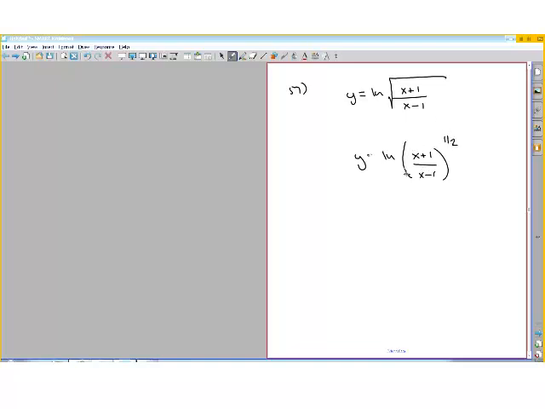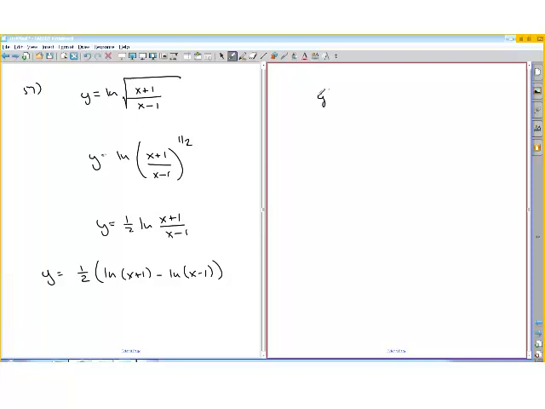Because this exponent applies to the whole thing, we can bring out the exponent. And now we have a numerator and a denominator, so we can use the second property of the logarithms, which says that we can rewrite this as the natural log of x plus 1 minus the natural log of x minus 1. The reason it's minus is because it's in the denominator, positive one's in the numerator. So now we've simplified it considerably. So all we have to do now is take the derivative.